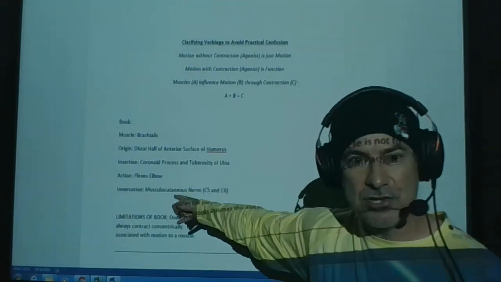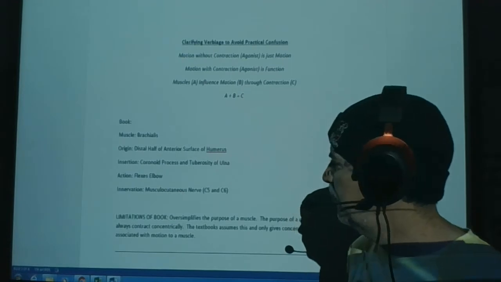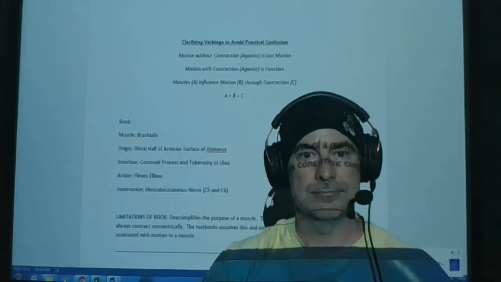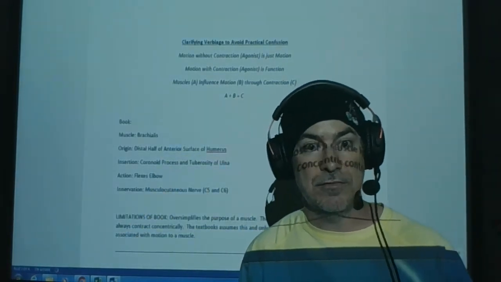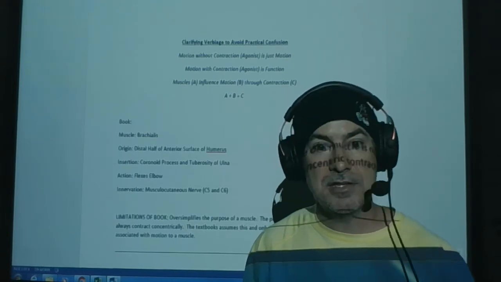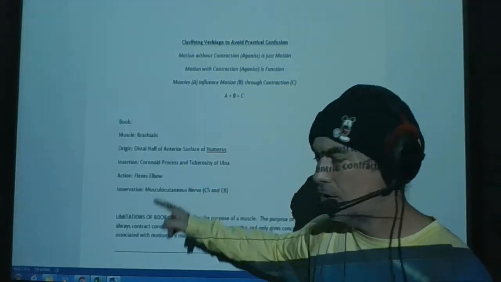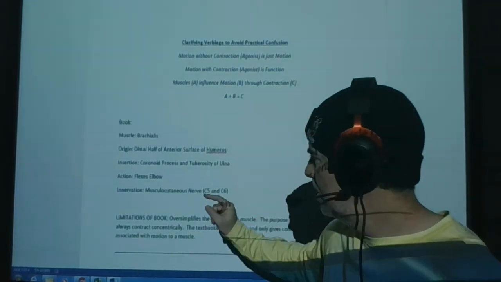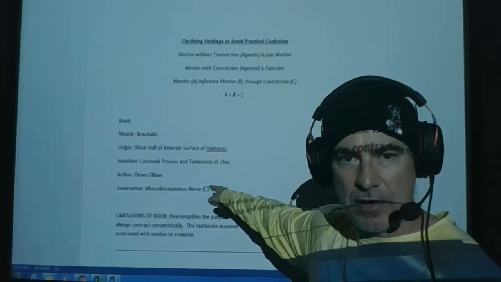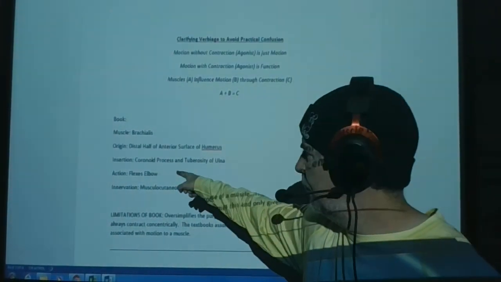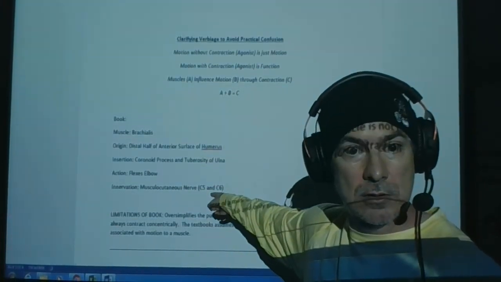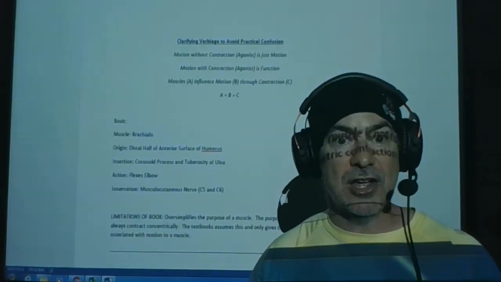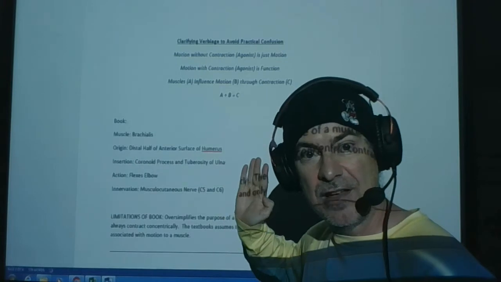What's the action? This is straight from a book. The action flexes the elbow. Oh, really? My tricep just flexed my elbow. How do you explain isometrics? Flexes elbow. So all I'm saying is that we're going to be more clear. We're going to say pulls in the direction of elbow flexion, or flexion puller. That's true. It's a flexion puller. It pulls in a direction of flexion, but it's not going to always cause flexion. The batter is not always going to get a hit.